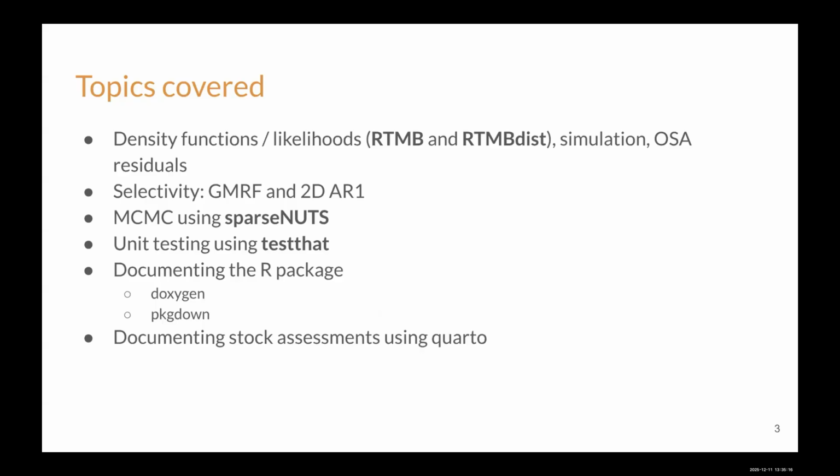Then when developing the bluefin tuna model, we had some challenges there. We have time-varying selectivity in that model, and we initially started with Gaussian Markov random fields as potentially the way forward, but then found a few issues and moved on to some 2-dimensional AR1 processes instead, and that seemed to work out for us. I talk a little bit about MCMC using Cole Monahan's sparse nuts package, which has been amazing to work with.